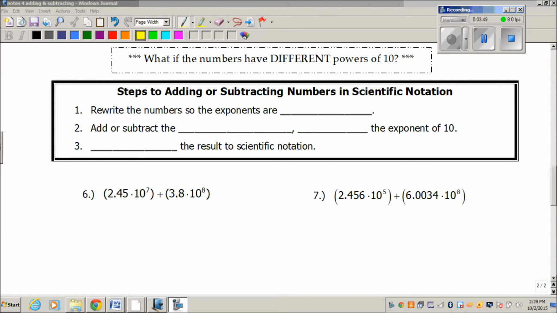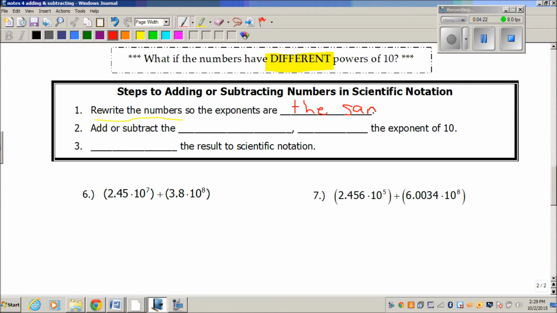Now let's take a look at the next page of our notes. In every example that we've seen so far, the powers of 10 have been exactly the same. However, what if we end up having different powers of 10? Then what do we do? Well, if you have different powers of 10, what you're going to have to do is rewrite one of the numbers so that the exponents are the same.